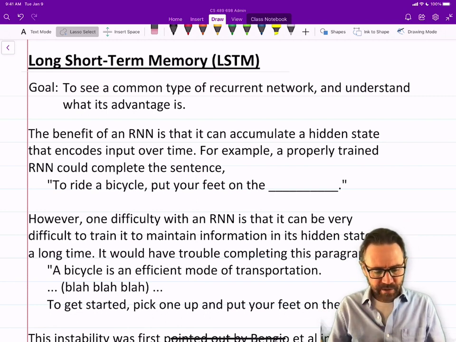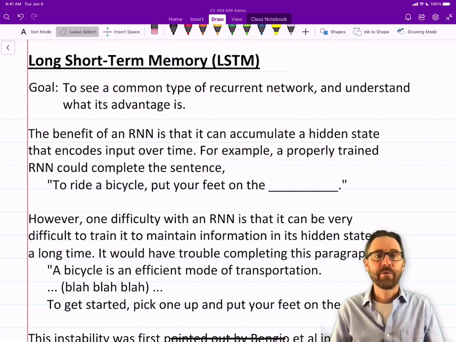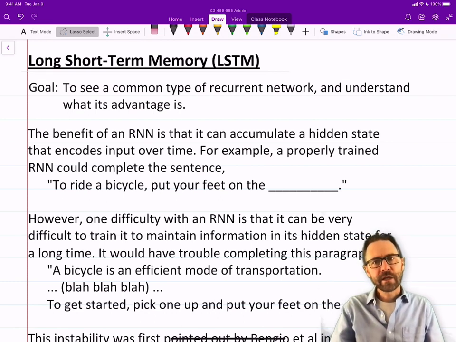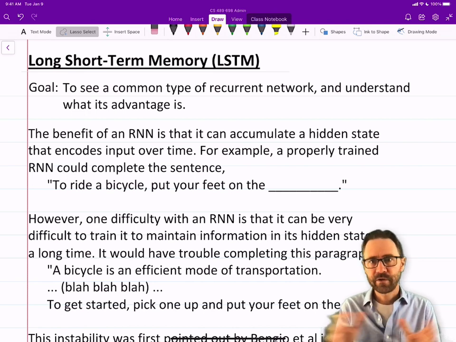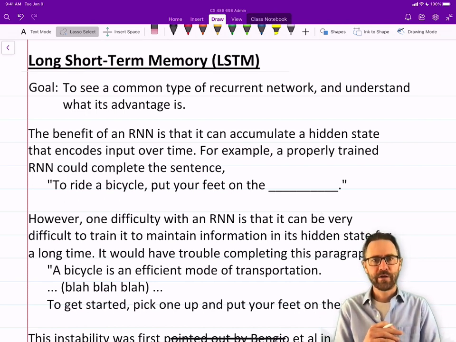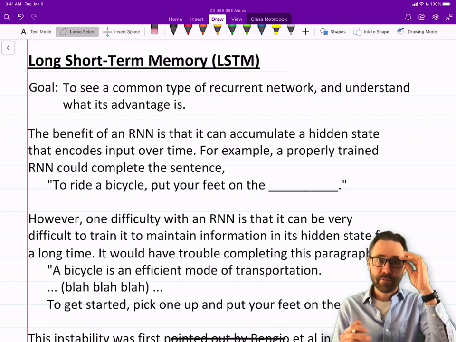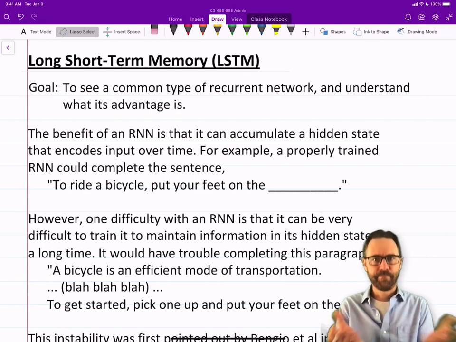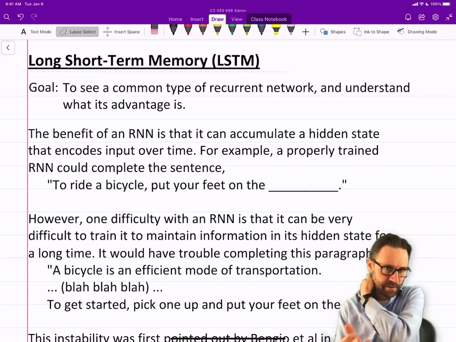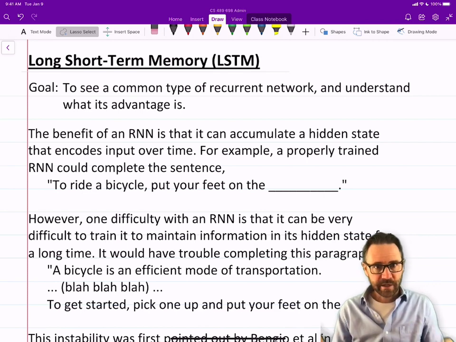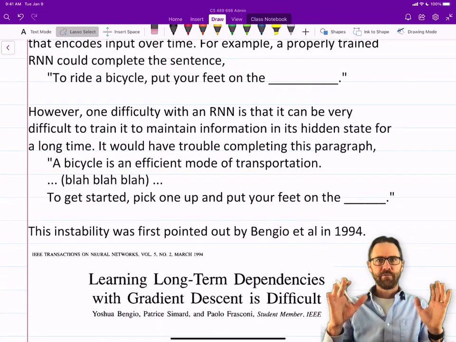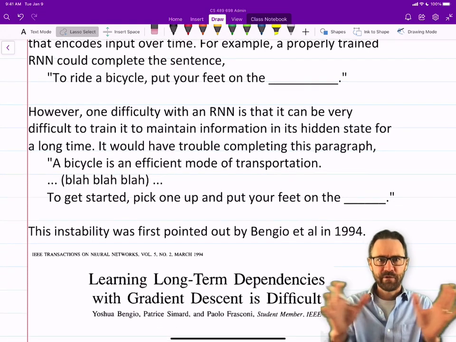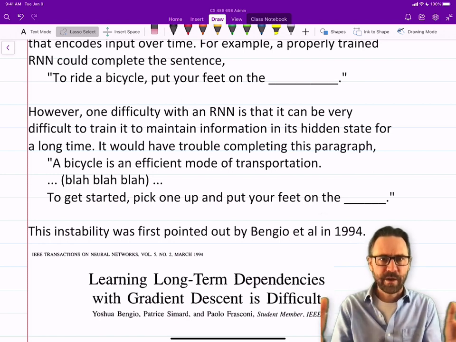So, as we talked about before, the benefit of a recurrent neural network is that it can accumulate a hidden state that encodes input over time. So, for example, a properly trained RNN could complete the sentence, "To ride a bicycle, put your feet on the pedals." Now, that's great. Now, imagine we had a slightly more difficult passage where context was sort of over a longer span of time.